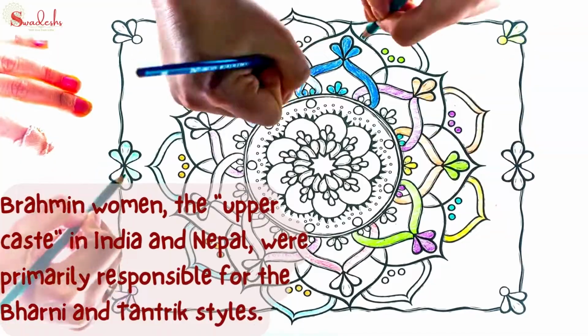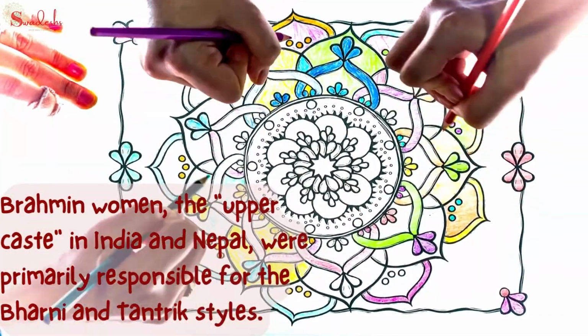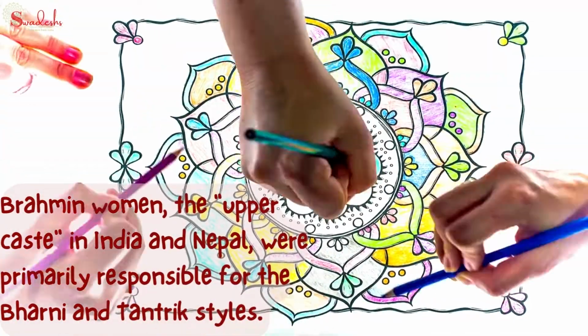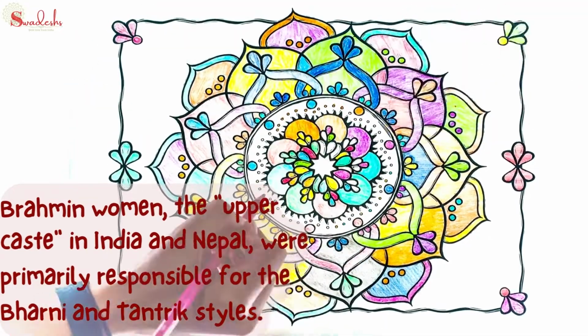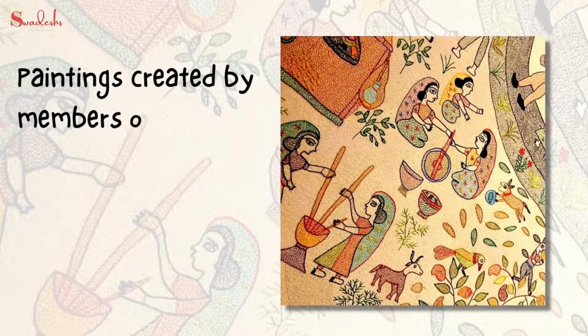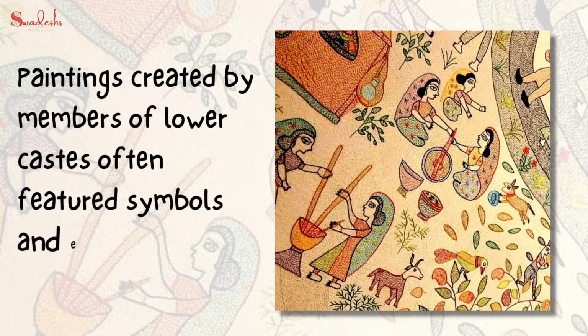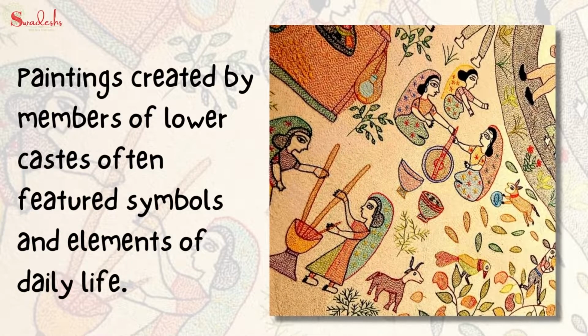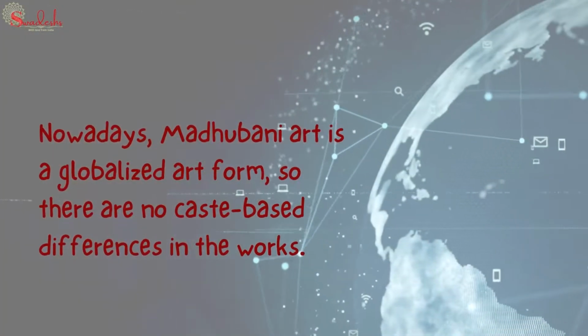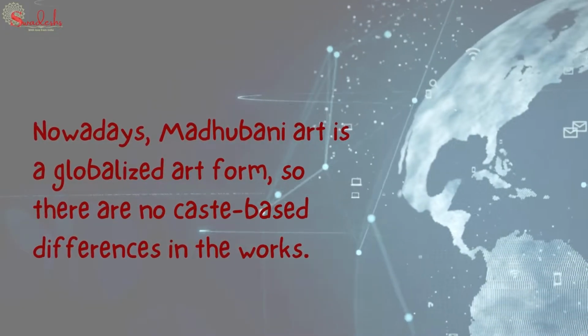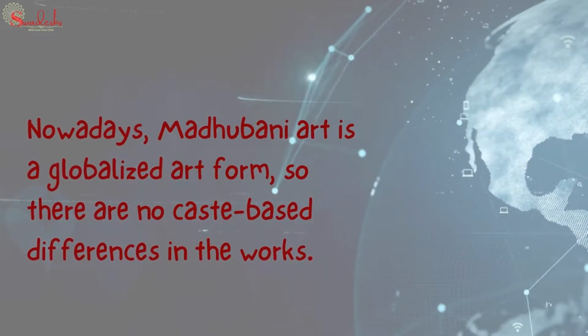Brahmin women, the upper caste in India and Nepal, were primarily responsible for the Bharni and Tantrik styles. Paintings created by members of lower castes often featured symbols and elements of daily life. Nowadays, Madhubani art is a globalized art form, so there are no caste-based differences in the works.